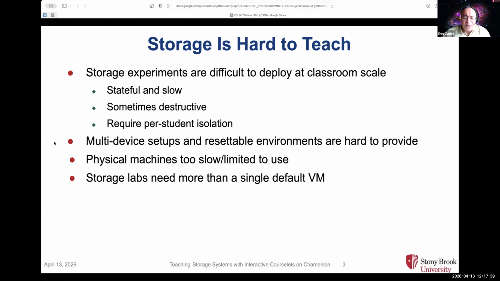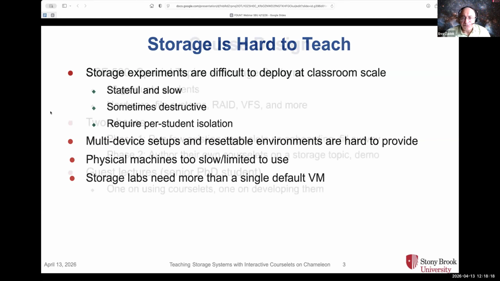Now, you also want to experiment with multiple devices of different types so they get the feel for the speed, the size, the performance characteristics, and you want to be able to reset the environments. And having that is also fairly hard to set up. Physical machines are just too slow to set up and reset, and limited in use, typically. And for anyone doing any kind of storage research or teaching, you're going to need multiple virtual machines for some of the storage experiments, because some of them have to do with network storage and distributed storage, where you need multiple nodes. So these are the general challenges.